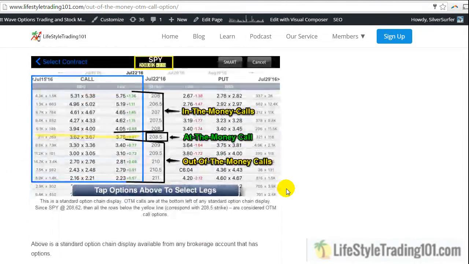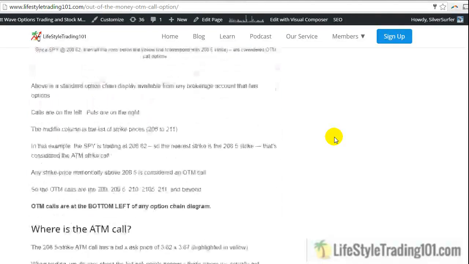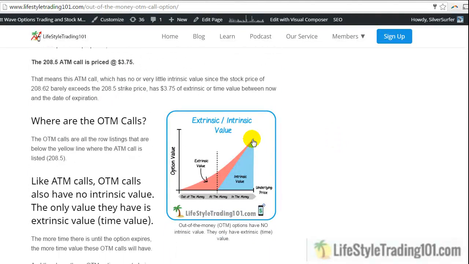We're going to look at a standard options chain and talk about where we have to look to find the different types of call options. And we're going to talk about extrinsic value versus intrinsic value.